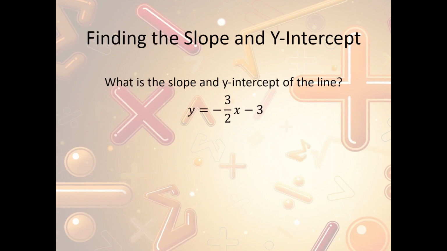Let's look at another example. We have y equals negative 3 halves x minus 3. Same thing. It's a slippery slope to get hung up on your x. So the slope is the one that's attached to the x, which is -3/2. So that's my slope. And my y-intercept is the lonely one. Well, the lonely one in this case is -3. So b is -3. So that's how I find the slope and y-intercept from an equation.